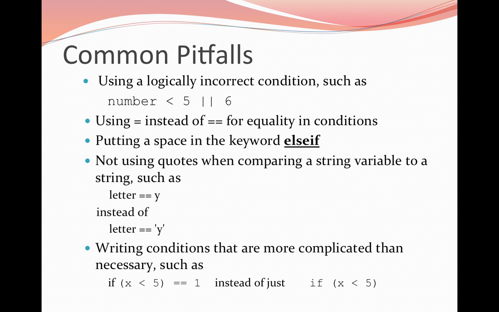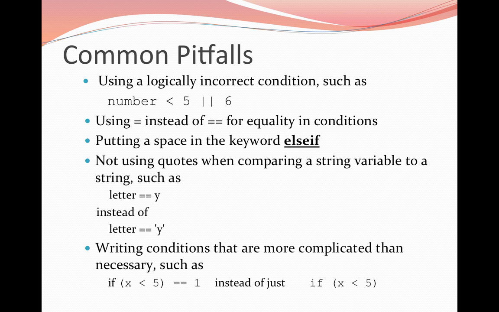Another common pitfall is using a single equal sign instead of two equal signs for equality. So remember that one equal sign is assignment. You need two equal signs for equality. Putting a space in the keyword elseif, so it's all one word, no space in there. Not using quotes when comparing a string variable to a string, such as letter equals y. If you just said letter equals y, that would mean letter equal to another variable called y. So you really need to put quotes around it to say the character y.